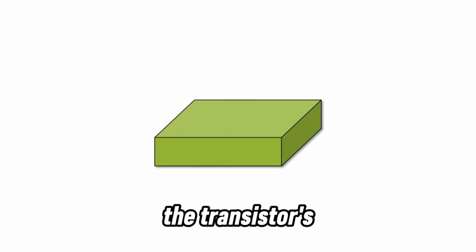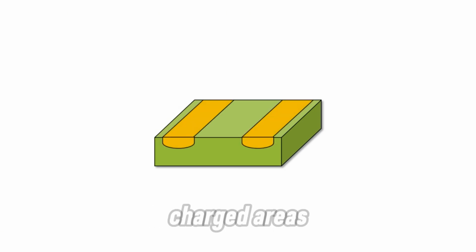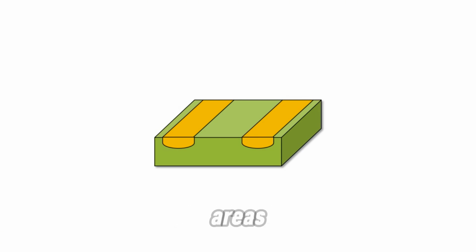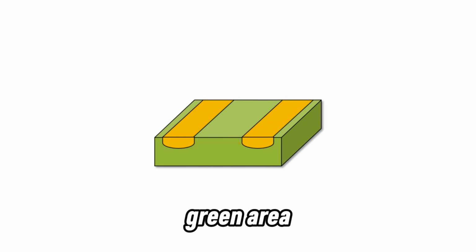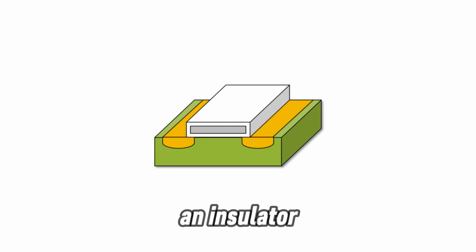The transistor's base is a semiconductor, which sometimes conducts electricity and sometimes does not. The semiconductor has positively charged areas and negatively charged areas. Electricity will not flow between the two yellow areas unless a conducting channel is opened up in the green area. A conducting channel is opened up in the semiconductor when a conductor, such as metal, is placed above the gap, wrapped in an insulator like glass, and electrified.